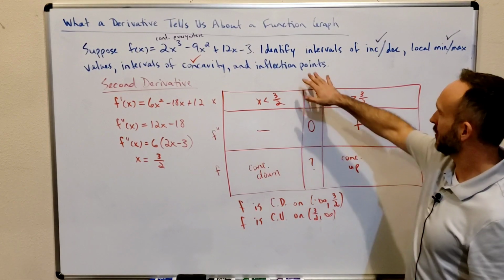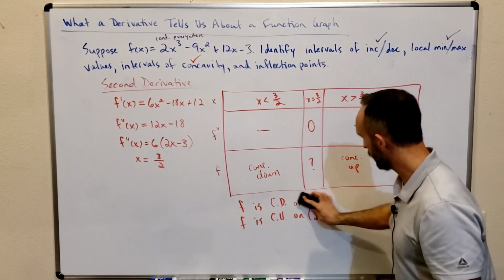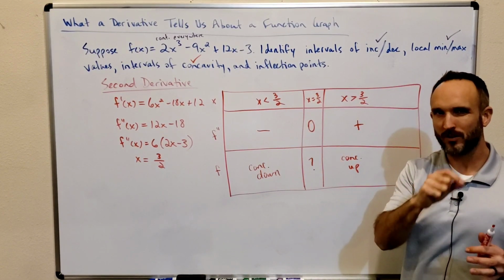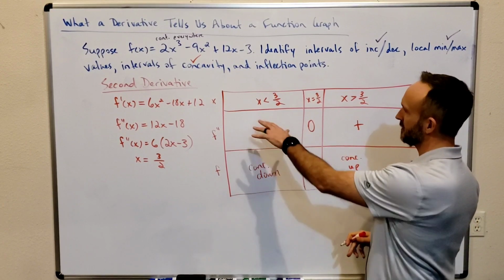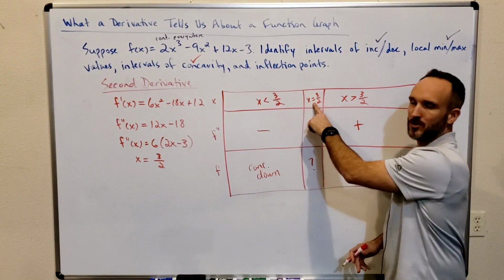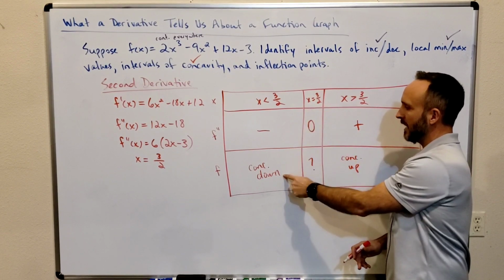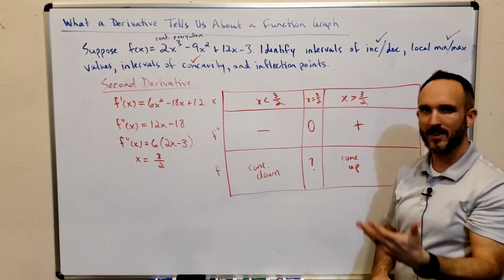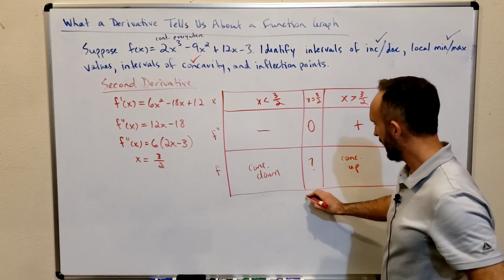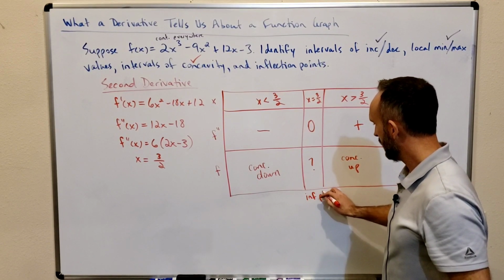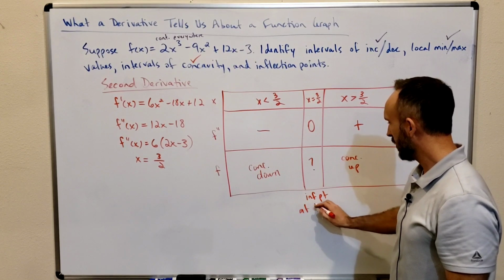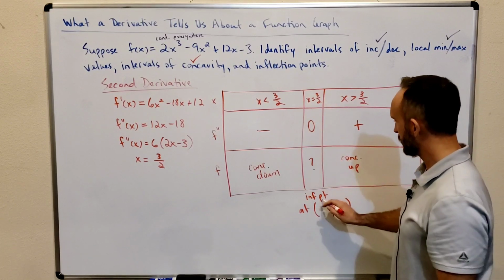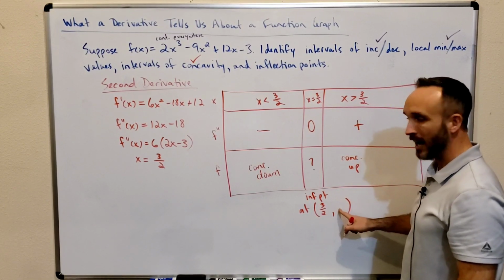And the last thing we need are the inflection points. If you remember, what we're looking for in inflection points is f double prime to change sign at a point where the function is continuous. And this f function we already said is continuous everywhere, so it's certainly continuous at 3 halves. And we go from concave down to concave up. The concavity changes. The way the curve bends changes. So we definitely have an inflection point here. Now an inflection point is an ordered pair, right? So I need an x and a y. Well, the x is 3 halves, and then I just need my y.